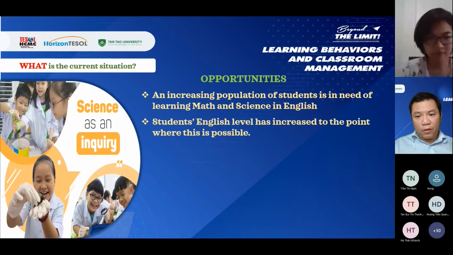Students' English level has increased to the point where this is possible. I'm not an English teacher, but I also teach English, so I know that the English level of students has increased dramatically in the past 10 years.